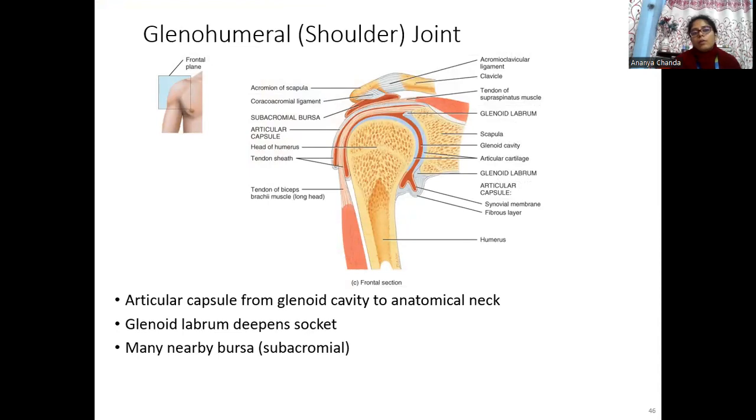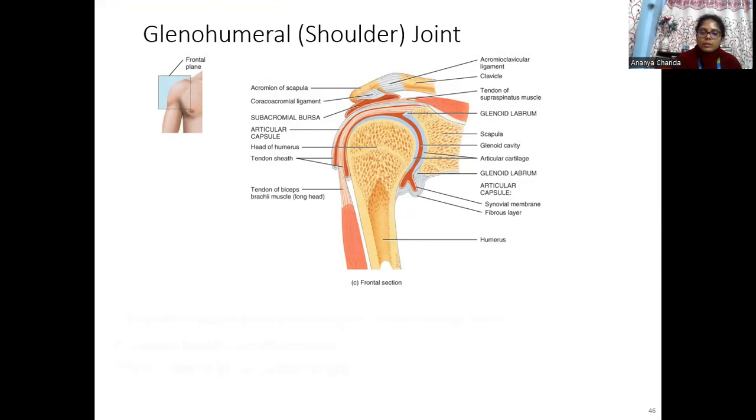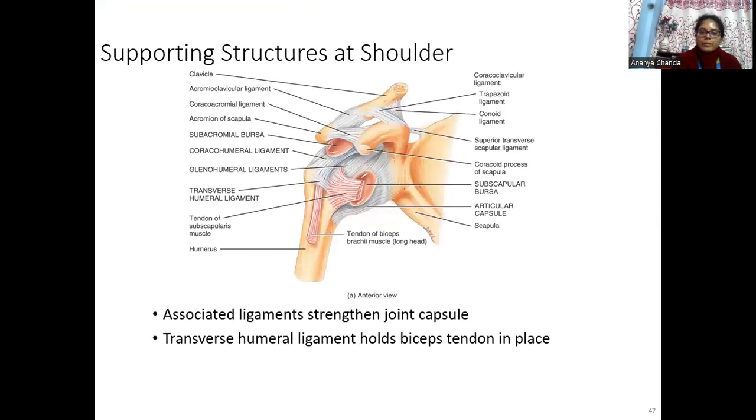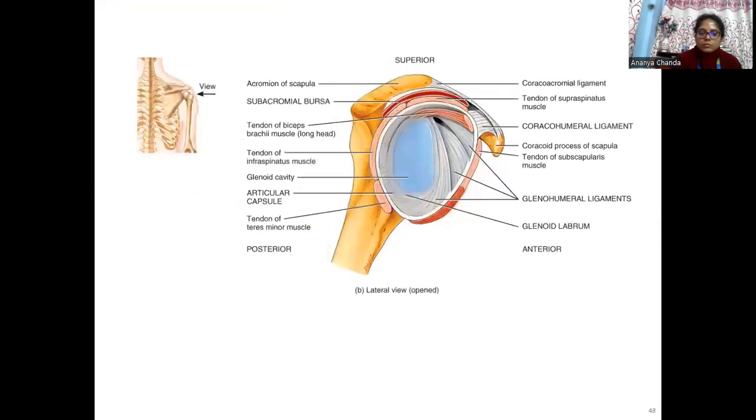Then comes the glenohumeral joint. It has an articular capsule from the glenoid cavity to the anatomical neck. The glenoid labrum deepens the socket, and nearby is the subacromial bursa. So it helps in what? The ligaments hold the biceps tendon in place, and they help in strengthening the joint capsule.